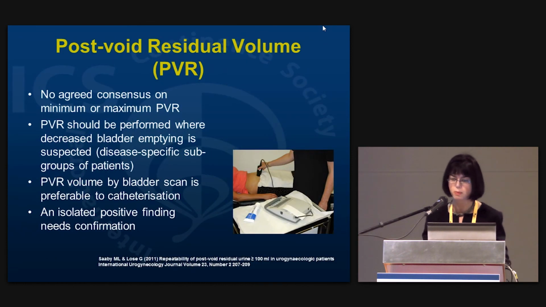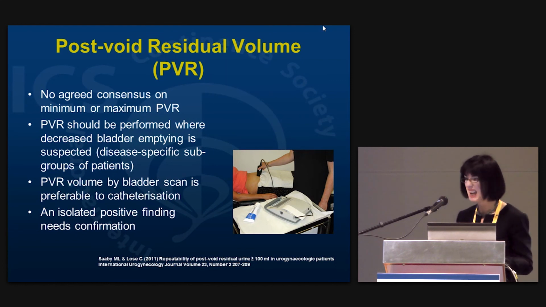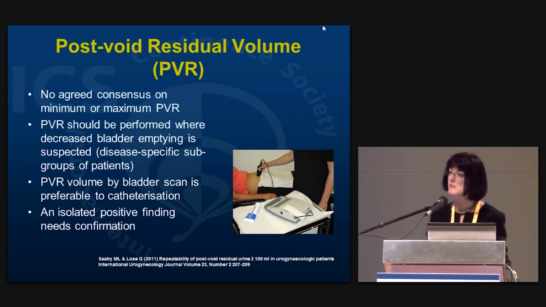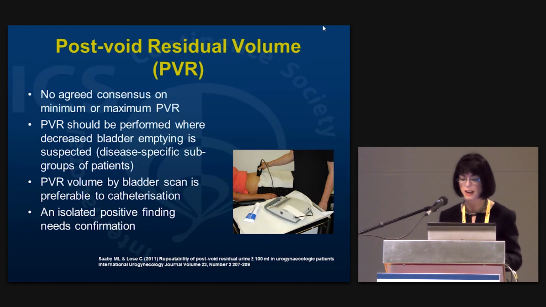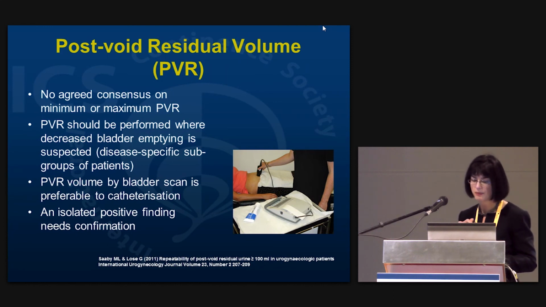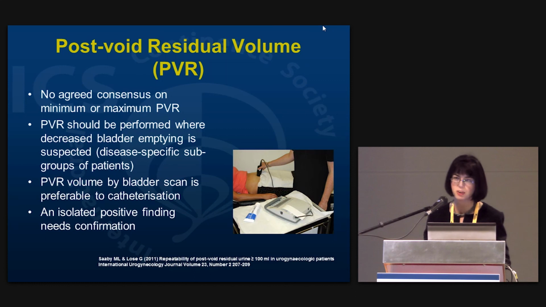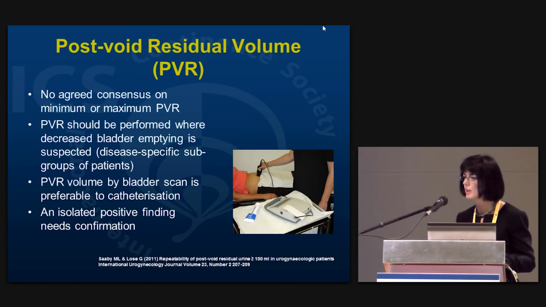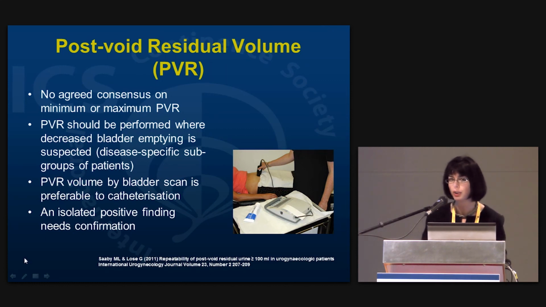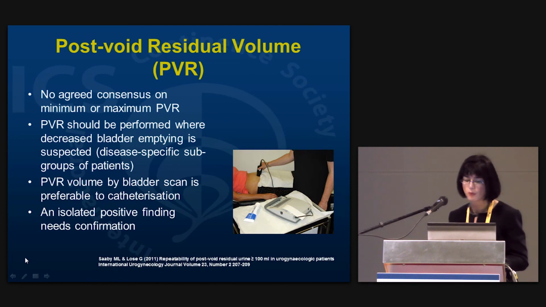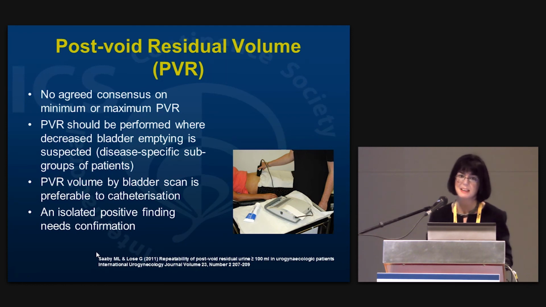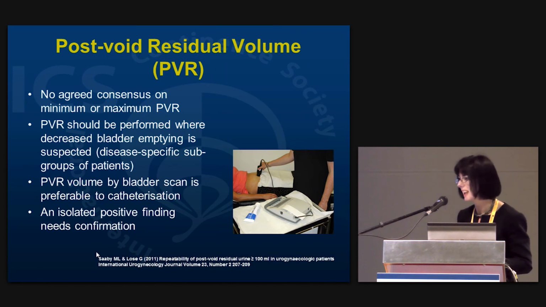Post-void residual urine measurement is a very interesting area because it hasn't really reached a consensus on what the minimum or maximum is in this area. But I think it's really important that if we are suspicious that our patients are turning up with a neurology in their past medical history, we are concerned they may have altered bladder sensation or they have recurrent UTIs, we should be checking for a post-void residual urine measurement. And of course, the suggestion is quite clearly that we use the non-invasive approach via bladder scanning.